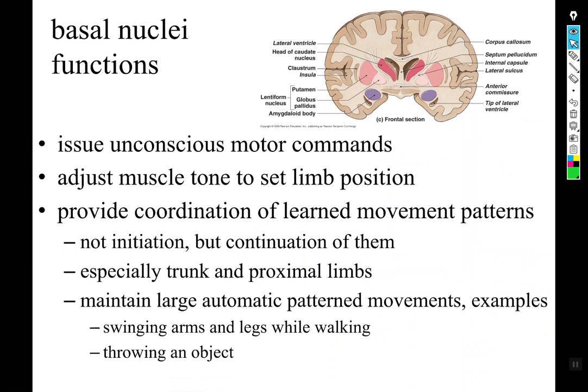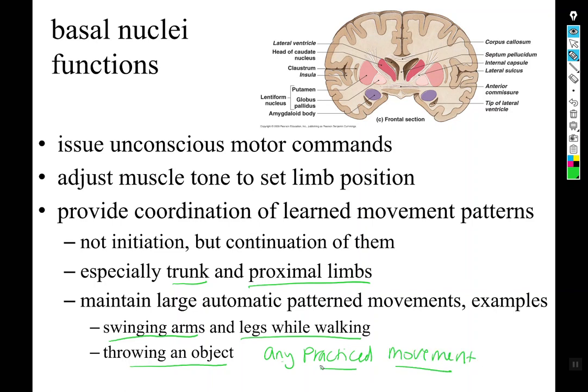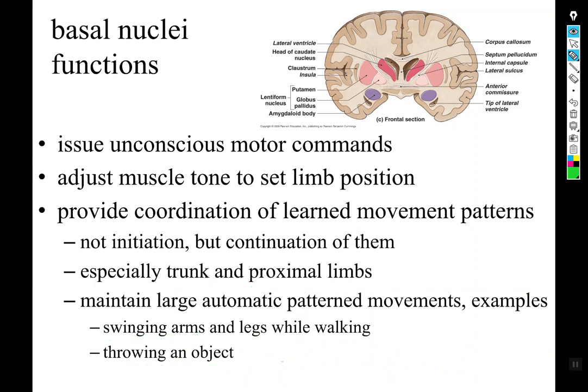And they help to provide coordination of learned movement patterns along with the cerebellum. So not initiation of them, but continuation of them. So especially your trunk and proximal limbs. And this helps you to do things like swing your arms and legs while you walk, or throw an object, or any practice movement. So this could include playing the violin, going up for a layup in basketball, playing the piano, drawing, all kinds of things that are learned movement. Basal nuclei are involved in memorizing those and maintaining large patterned movements.